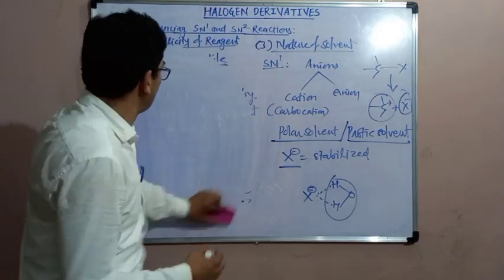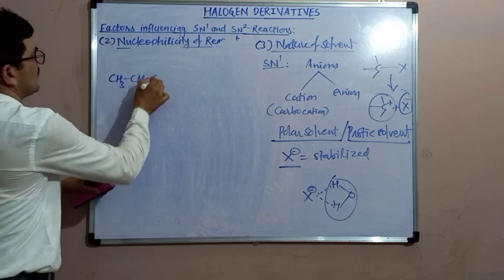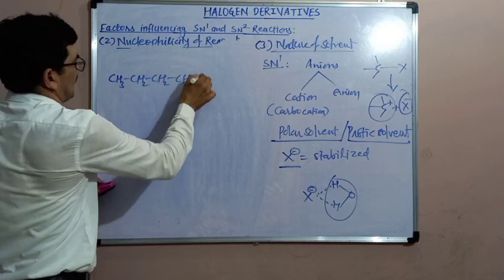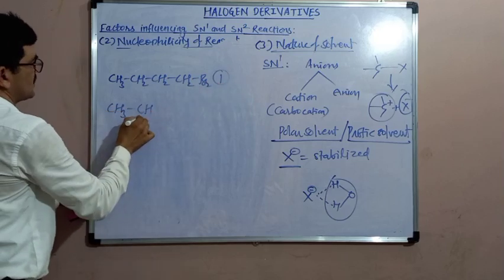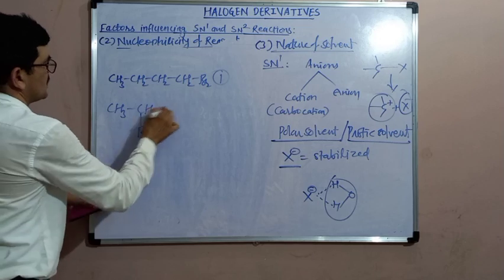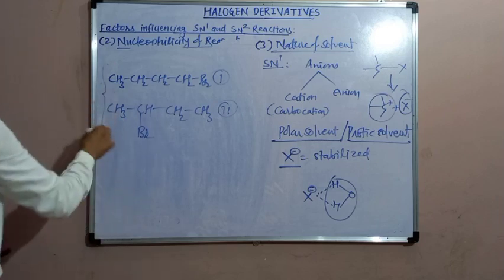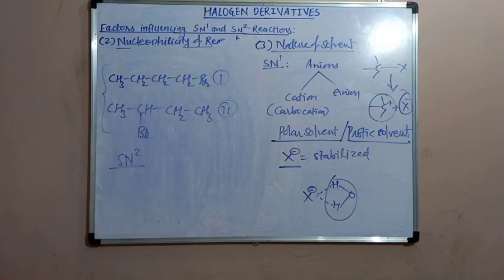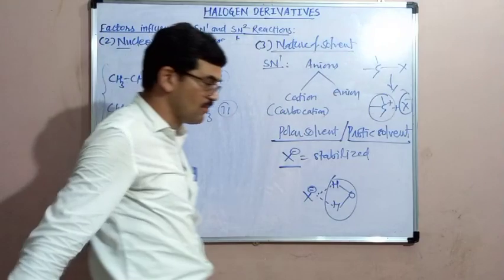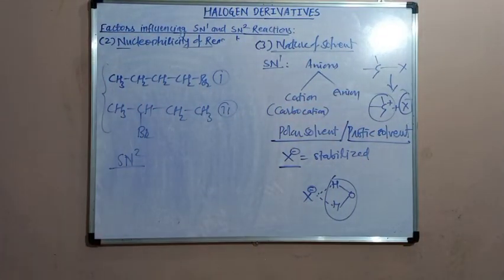Then here there is a simple question. If there are two alkyl halides, CH3CH2CH2CH2Br, one, and the other CH3CHBrCH2CH3. If both of these alkyl halides are subjected to the SN2 reaction, if both of them take part in the SN2 mechanism, then which of them will be more reactive? It is a very simple question.